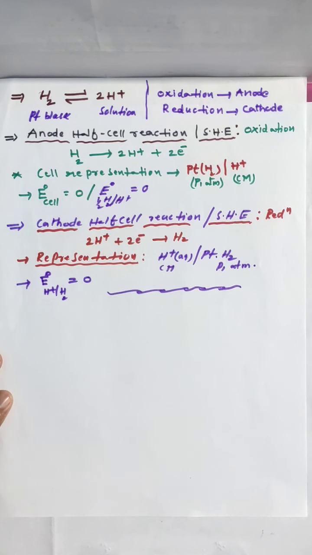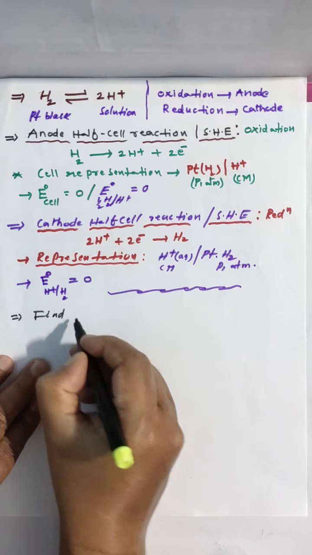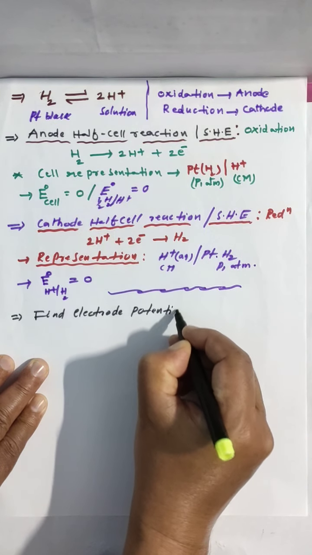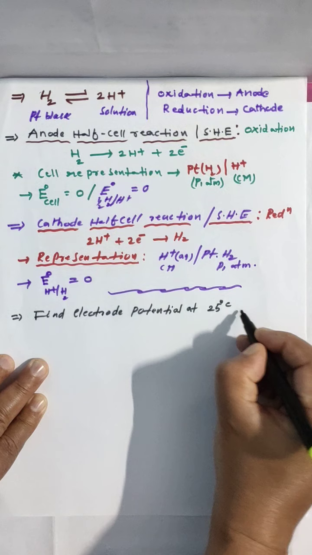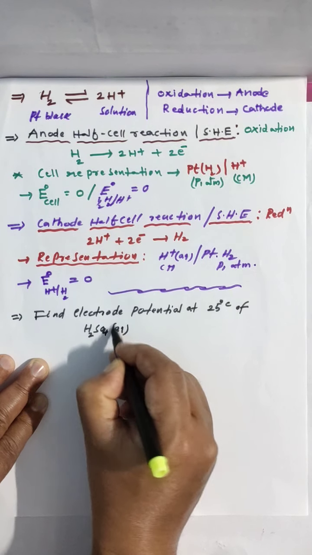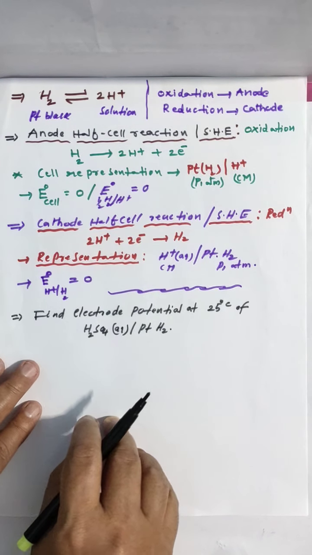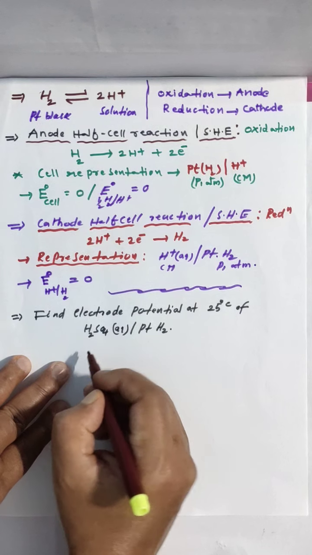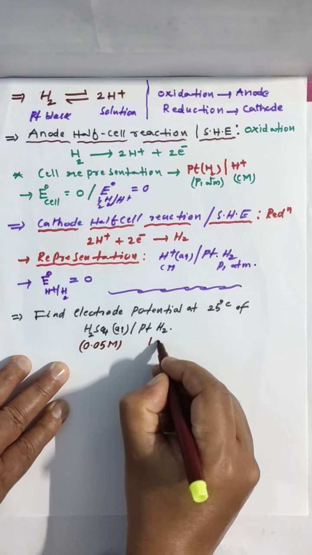The problem is given like this. Find the electrode potential at 25 degrees Celsius of H2SO4 aqueous | platinum, H2 gas, whose H2SO4 concentration is 0.05 molar and hydrogen gas pressure is 1 atm.